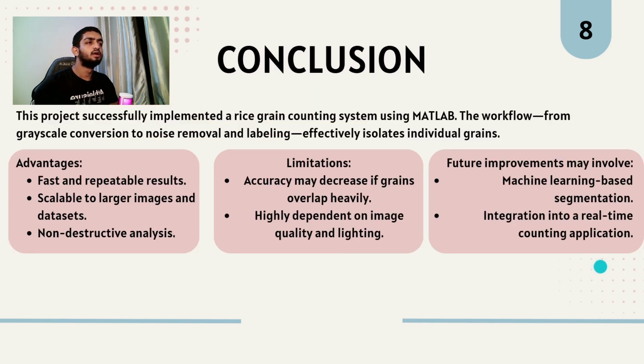255. For the conclusion, this project successfully implemented a rice grain counting system using MATLAB. The workflow from grayscale conversion to noise removal and labeling effectively isolates individual grains. The advantages are fast and repeatable results, scalable to larger images and datasets, and non-destructive analysis. The limitations are that accuracy may decrease if grains overlap heavily, and it is highly dependent on image quality and lighting. For future improvement, we have planned to involve machine learning based segmentation and integration into a real-time counting application.